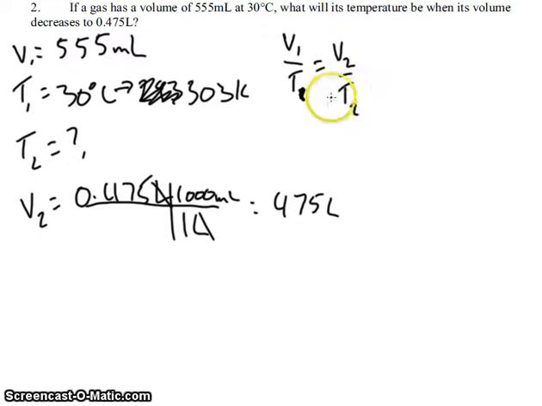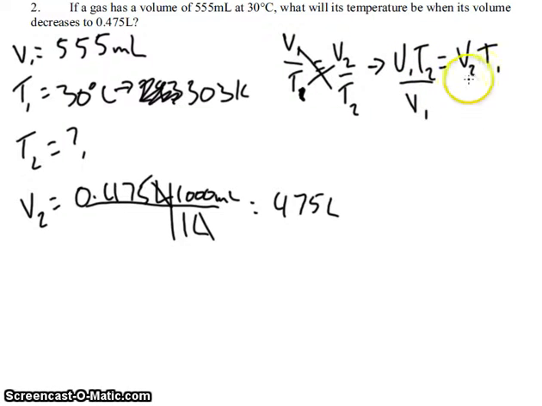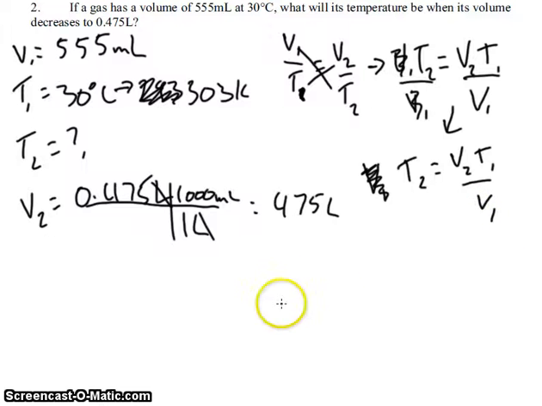So what I'm going to do first to get these fractions out of the way is I'm just going to cross multiply. V1 T2 is equal to V2 T1. All I did was take those two and put them together. And now it's going to be a lot easier to get T2 all by itself. So I'm just going to divide each side by V1. V1 canceled, so T2 is equal to V2 T1 over V1.